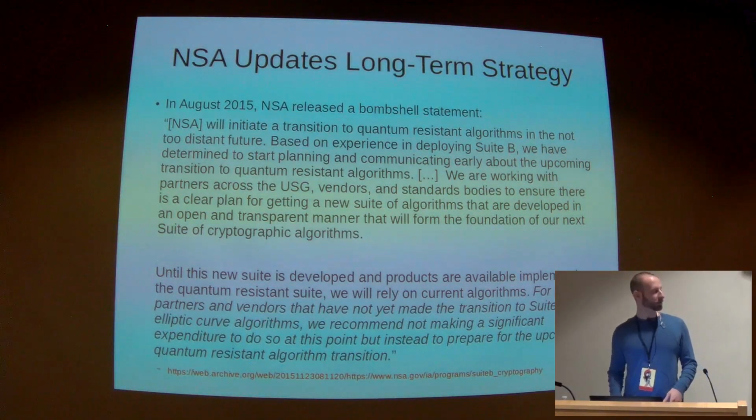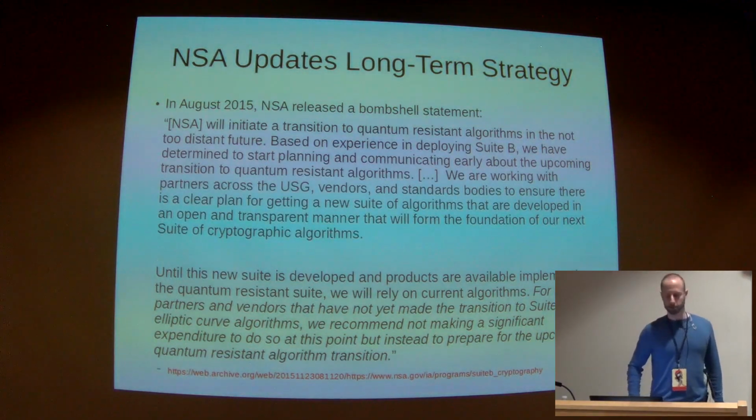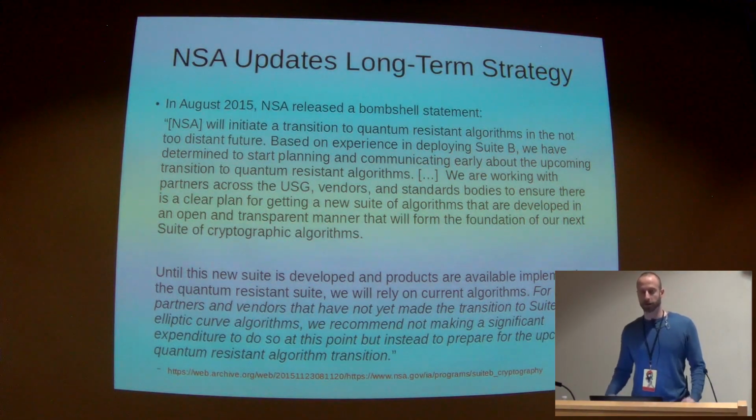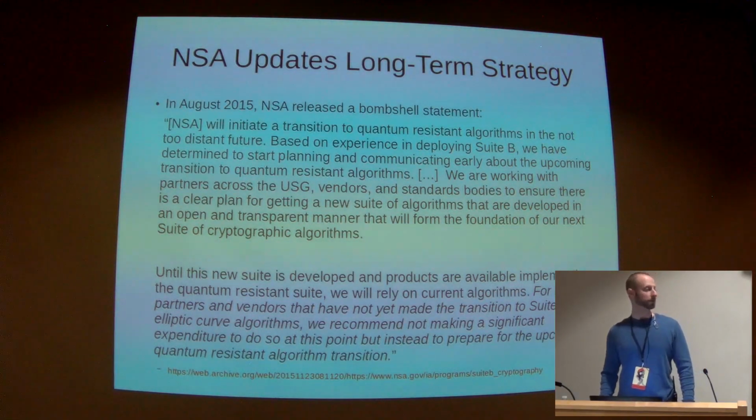In August 2015, the NSA released this big bombshell of a statement, and I'll summarize it. Basically, for 2 decades, the NSA was strongly pushing ECC for US government use, and suddenly they said, thanks for migrating from traditional crypto to ECC, thank you for going along with that and putting in all the effort. But at this point, we don't want you to continue doing that anymore. Just wait and save your money and wait for us to come out with post-quantum resistant algorithms.